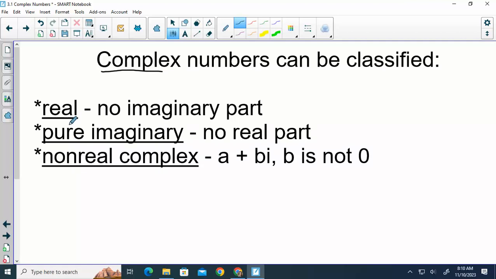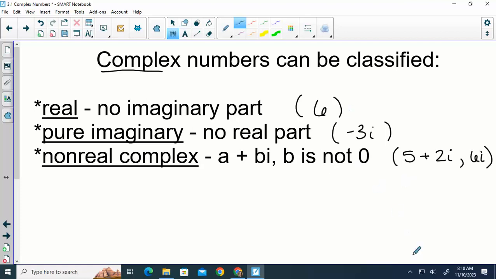A real just means there is no imaginary part. If it is pure imaginary, then you only have an i, you don't have a real part. And non-real complex, you have a plus bi form, but b cannot be 0. So you have to have the imaginary form. Technically, 6i would still be a non-real complex because it doesn't have to have both, it just has to have the imaginary.